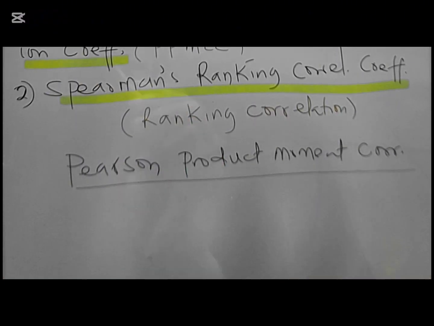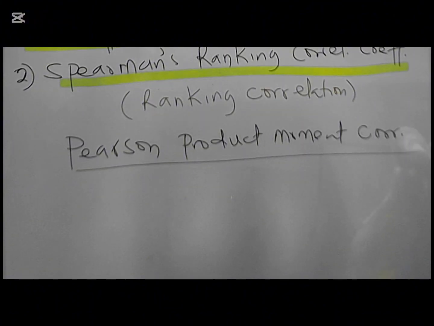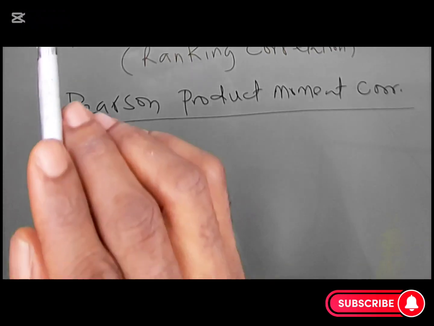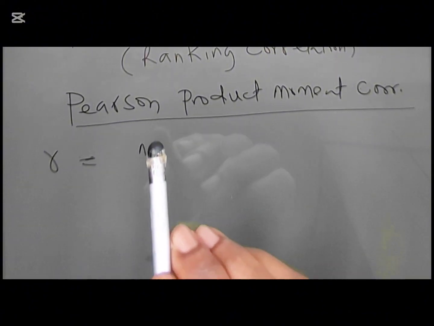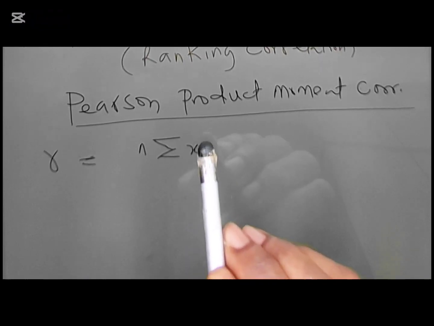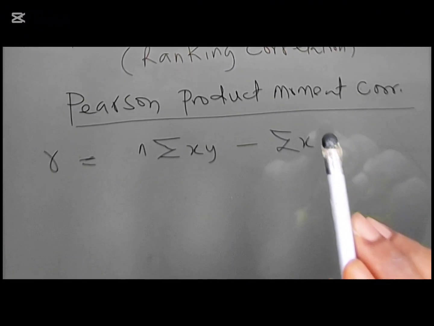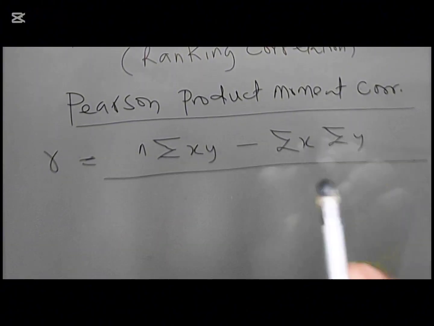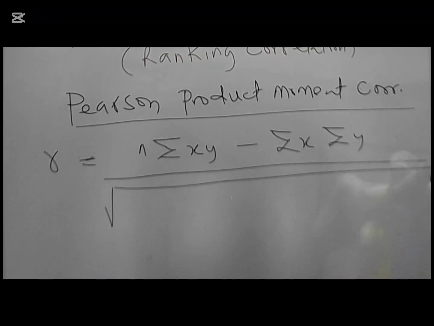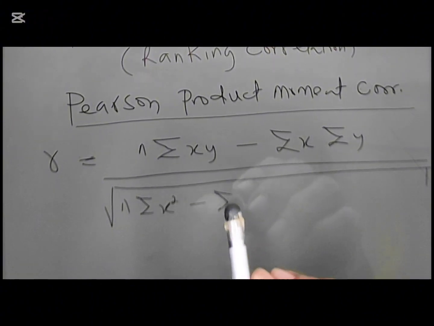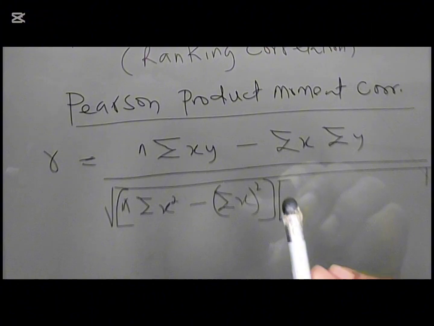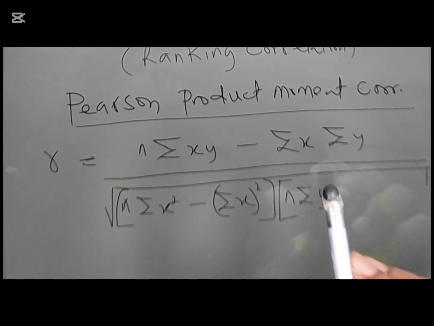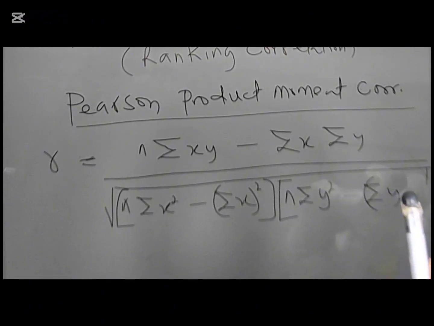So we are focusing on the first one here. Okay, the formula for Pearson product moment correlation is that rho is equal to n times the sum of xy minus the sum of x times the sum of y, over the square root of n times the sum of x squared minus the sum of x all squared, into n times the sum of y squared minus the sum of y all squared.